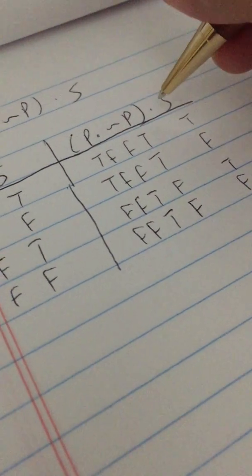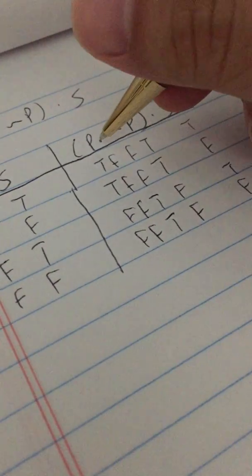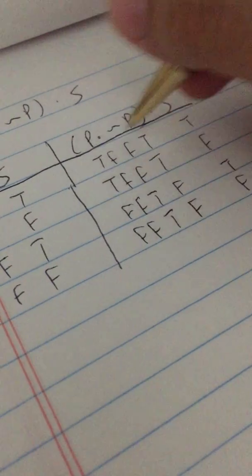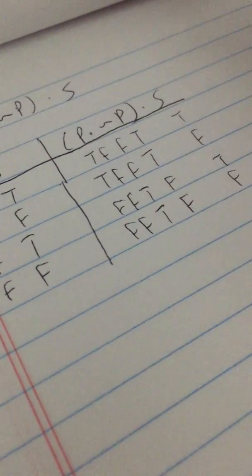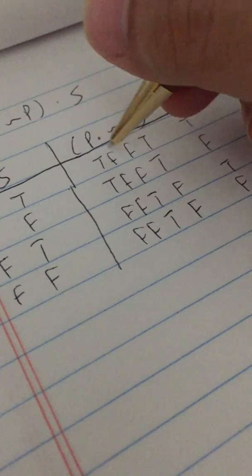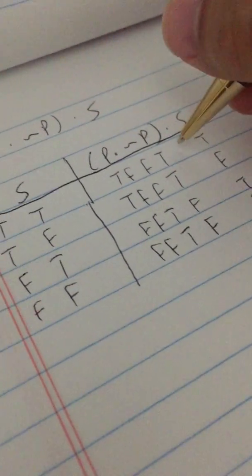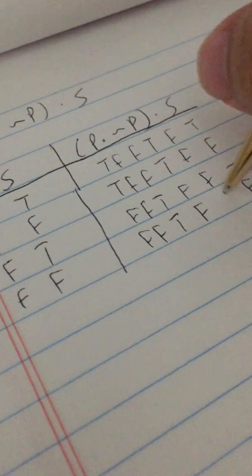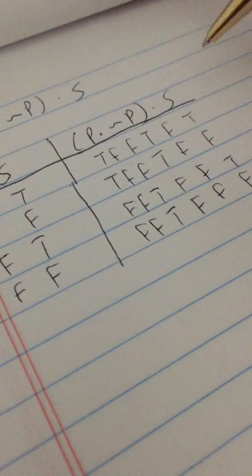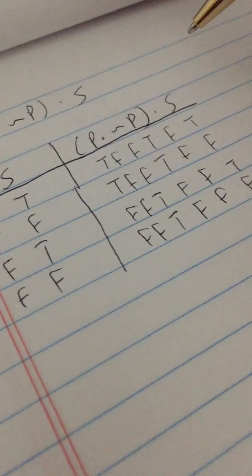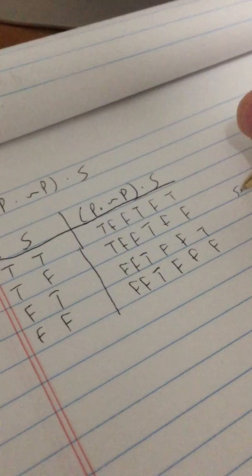Right? And then the dot is going to be true whenever the complex statement in parentheses is true and S is true. The complex statement in parentheses, as we just saw, is never true, so the dot is never true. False, false, false, false. Doesn't really matter what S says now. Right? So this is a self-contradiction.